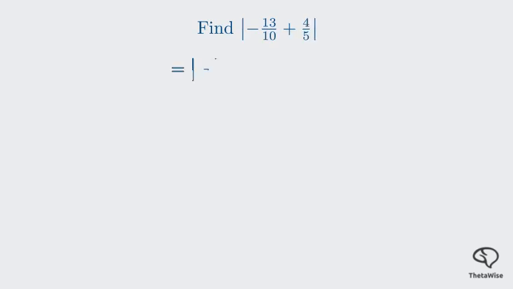First, we need to perform the operation inside the absolute value bars. We find a common denominator, which is 10. So we have -13/10 plus 8/10. This simplifies to -5/10. The absolute value of -5/10 is +5/10, which can be simplified to 1/2. So the absolute value of our expression is 1/2. It's crucial to always perform the operation inside the bars first, before taking the absolute value. This is a common mistake to avoid.